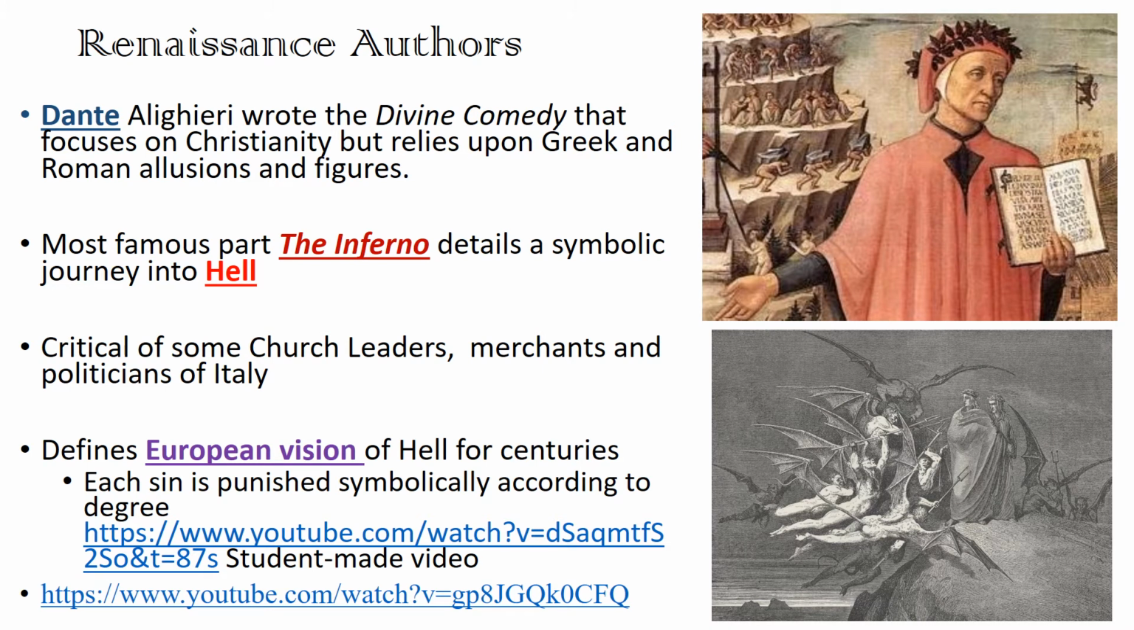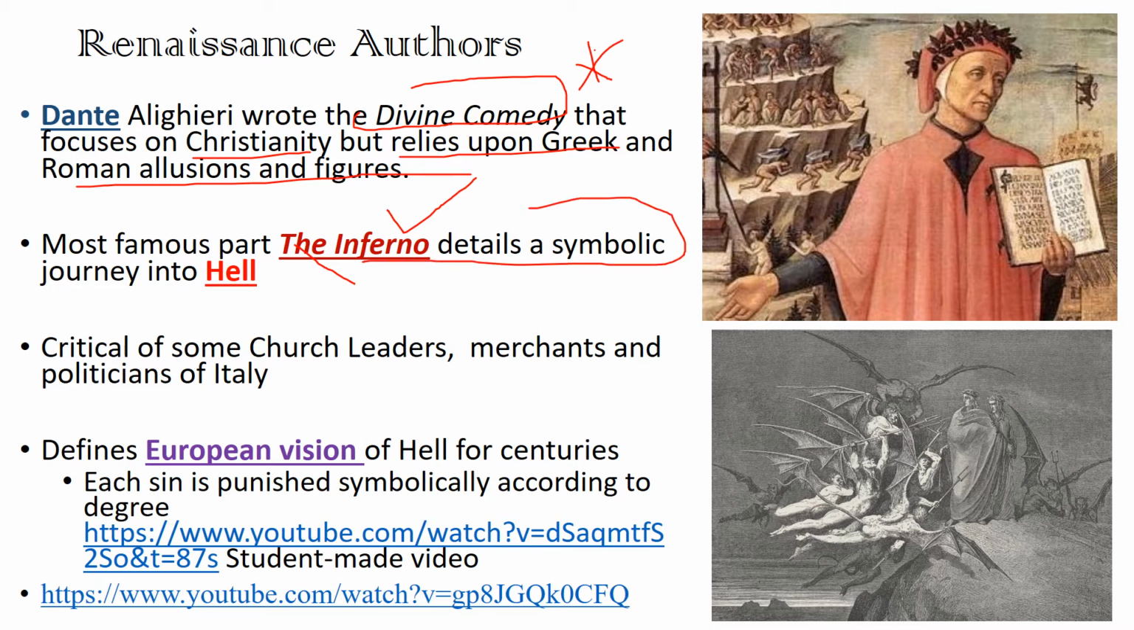One of the other most famous authors, and a personal favorite of Mr. Campbell, is Dante Alighieri. He wrote the Divine Comedy that focuses on Christianity, but it relies on Greek and Roman allusions and figures. And the most famous part of this Divine Comedy, because it's broken down into three books, is The Inferno. I have like three or four copies of this on my bookshelf, all different ones. Some are illustrated, some are rhyming poetry, some are non-rhyming. And the Inferno is famous because just everyone loves it. It's wicked cool. I've read several versions of it and took a class on it in college.